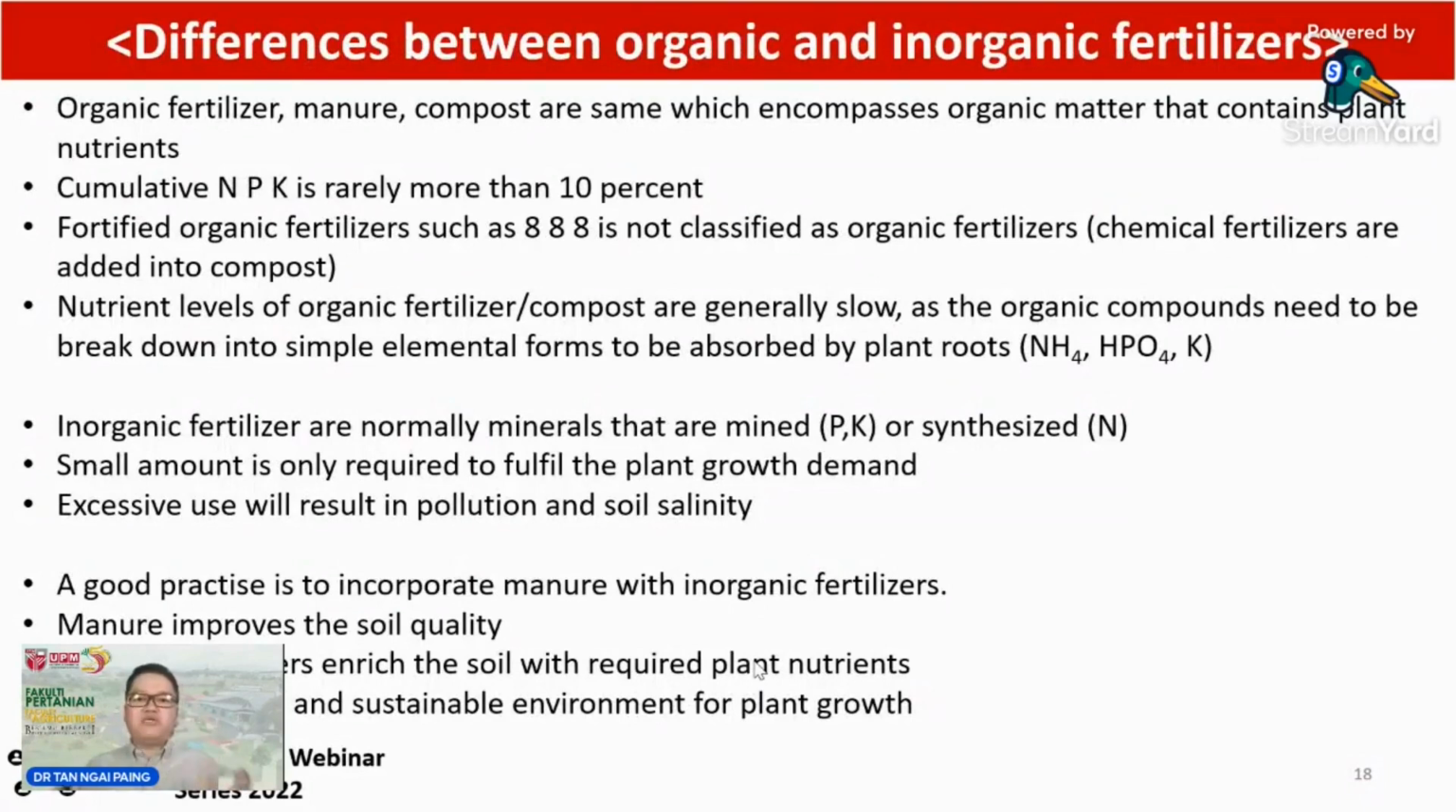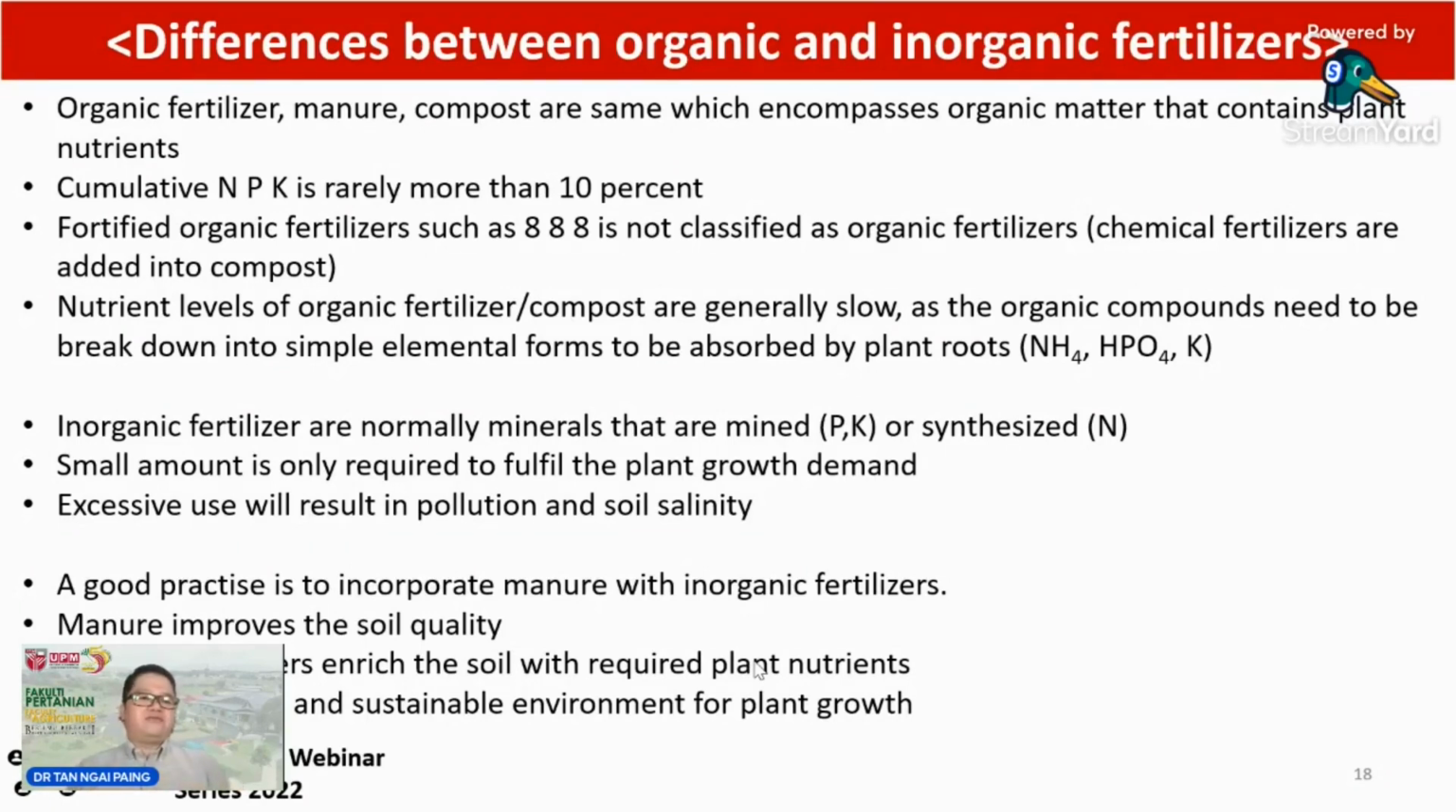So the differences between organic and inorganic fertilizers. Organic fertilizers, manure, compost are practically the same thing that we are talking about. Generally, organic matter that contains plant nutrients. The NPK is rarely more than 10%.